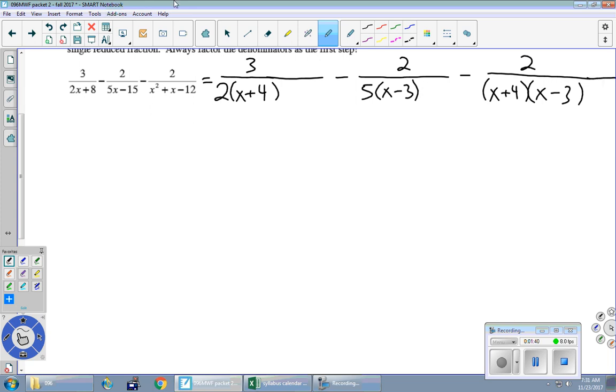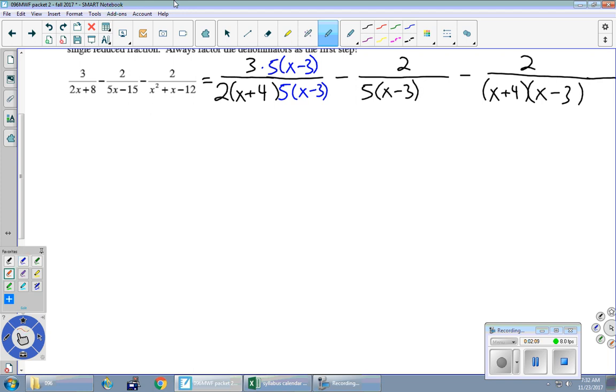Okay, the goal is to make these denominators exactly the same, and so we are going to fill in what's missing. So let's start by making this denominator and this denominator match. What does this first one need? Well, it needs a 5 and it needs an x minus 3, so let's give it both. Times 5 times x minus 3. But if you multiply the bottom of a fraction by something, you need to immediately multiply the top of the fraction by the same something.